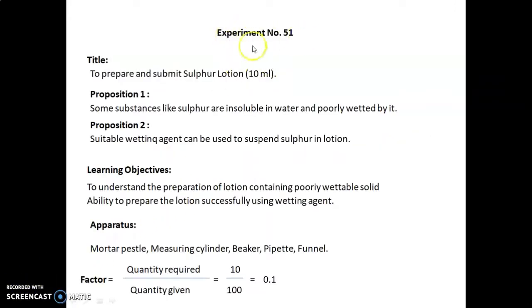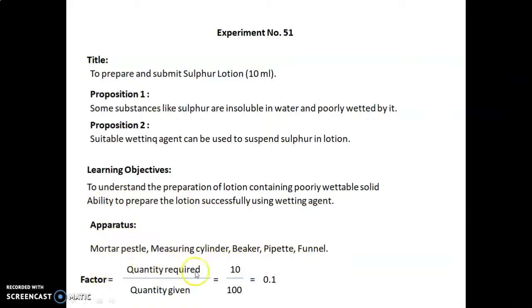So experiment number 51, the title of this experiment is to prepare and submit the sulfur lotion 10 ml. Proposition 1, some substances like sulfur are insoluble in water and they are poorly wetted by it. Proposition 2, a suitable wetting agent can be used to suspend the sulfur in lotion. Learning objectives are to understand the preparation of lotion containing poorly wettable solid and the ability to prepare the lotion successfully using wetting agent. Apparatus required are mortar, pestle, measuring cylinder, beaker, pipette, funnel.